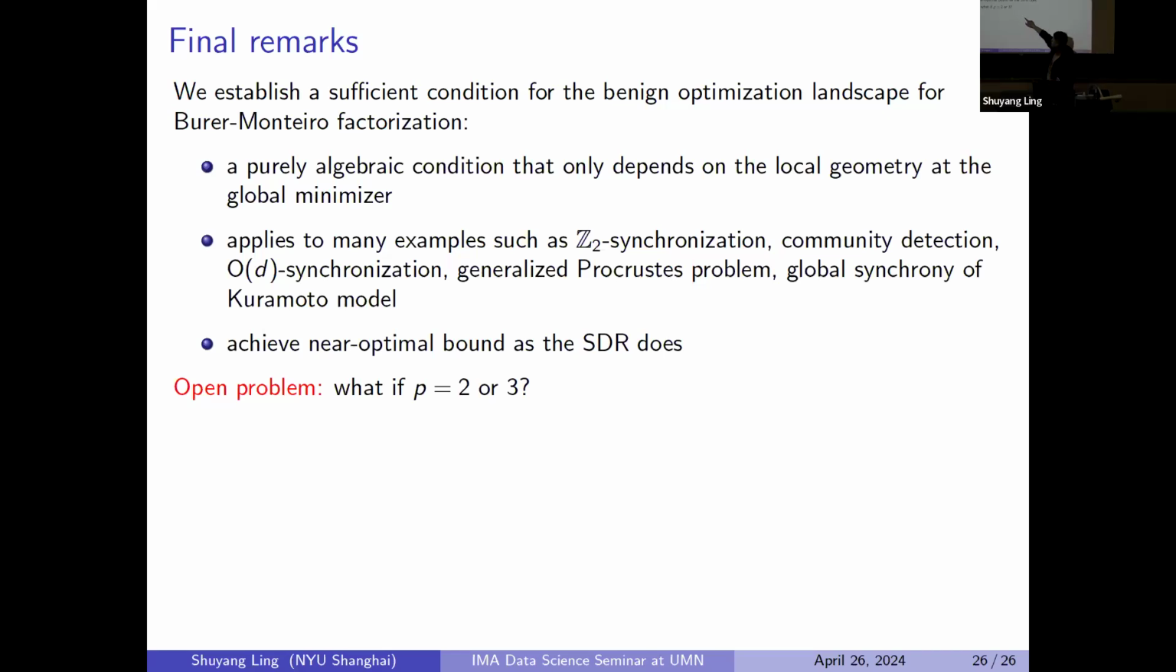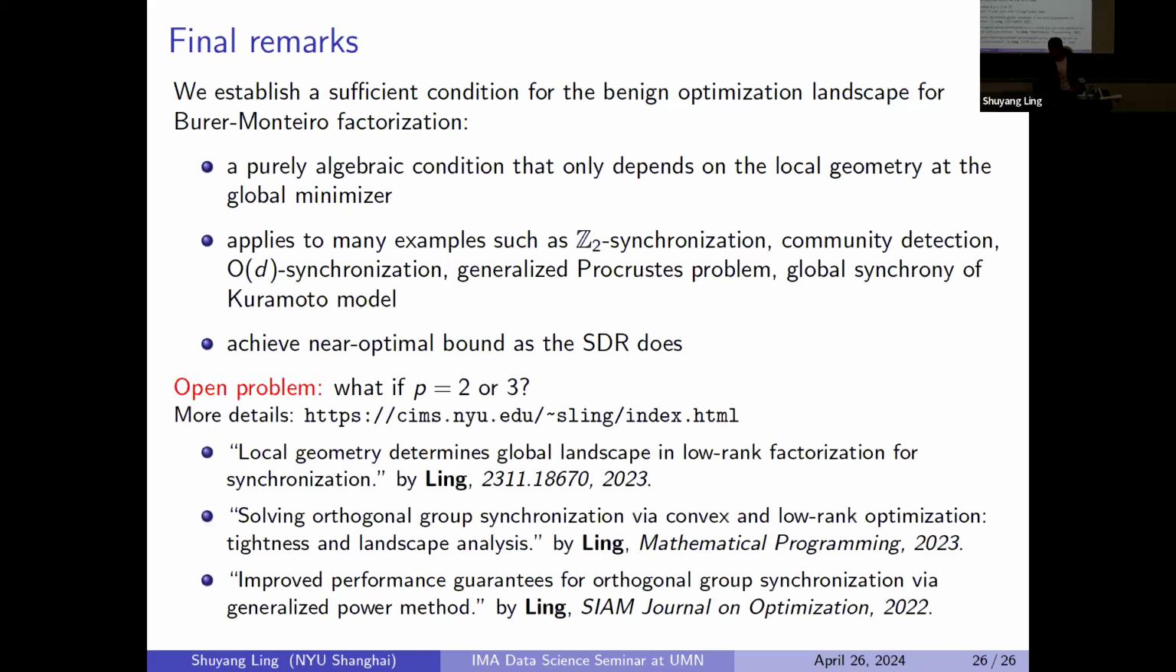The open problem, of course, is what happens if P goes to 2 and 3. Because if P is smaller, usually the problem gets harder. In particular, P equal to 2 is of special interest because it corresponds to the original Kuramoto model. But we don't have any results so far, or the current result is actually suboptimal. If you're interested, these are the papers that I talked about, from the end of last year. Okay, thank you very much.